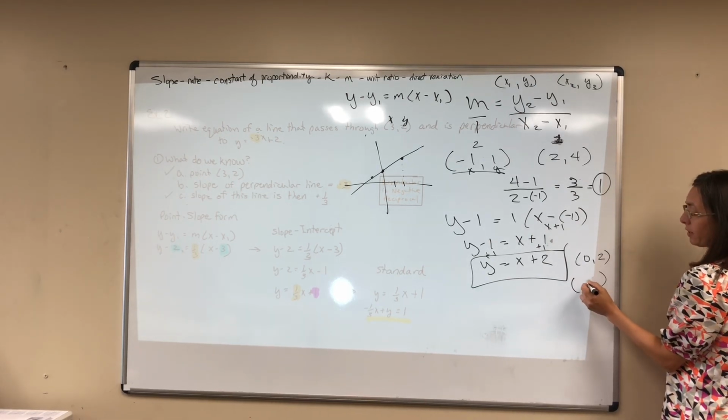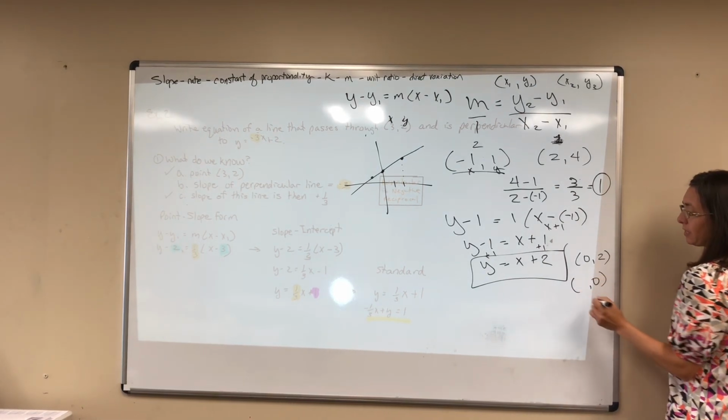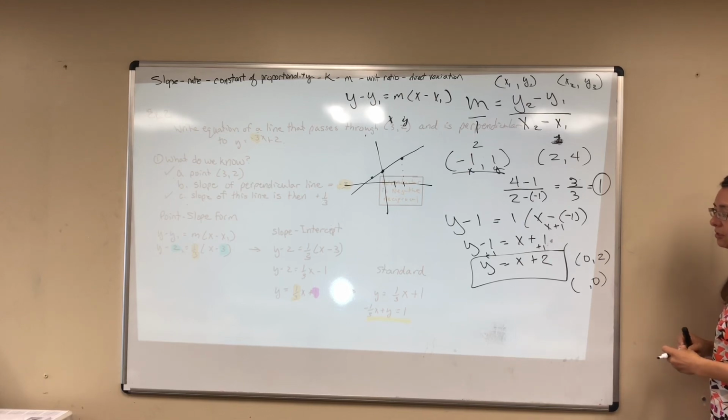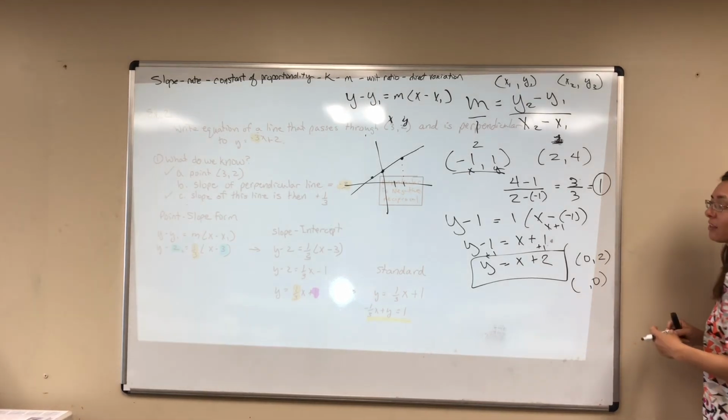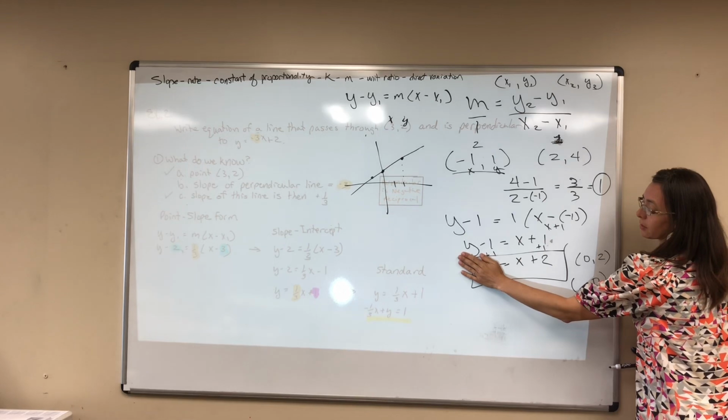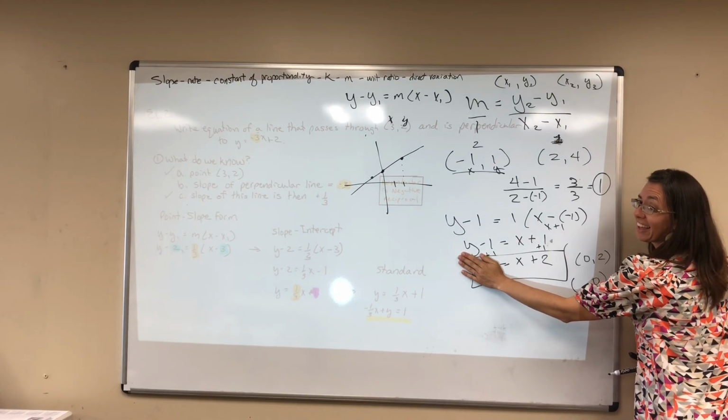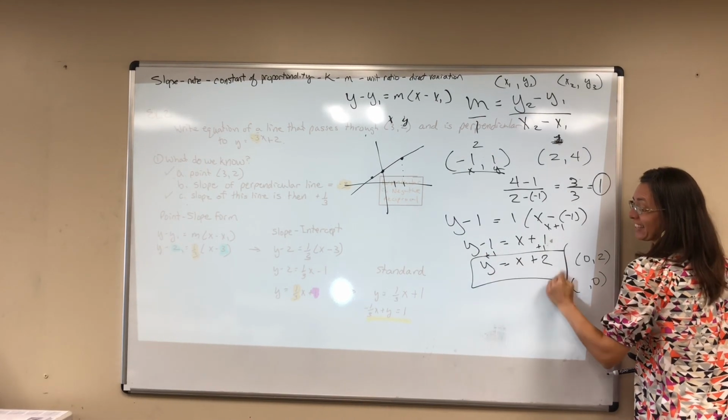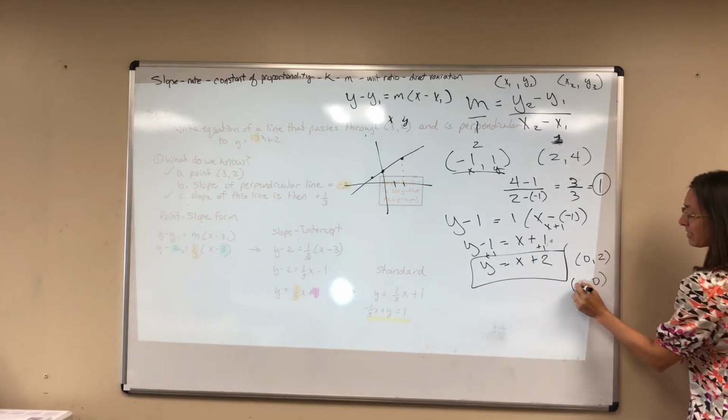When y equals 0, x equals... one. When y equals 0, x equals -2. Solve for x. Change sides: x equals -2.